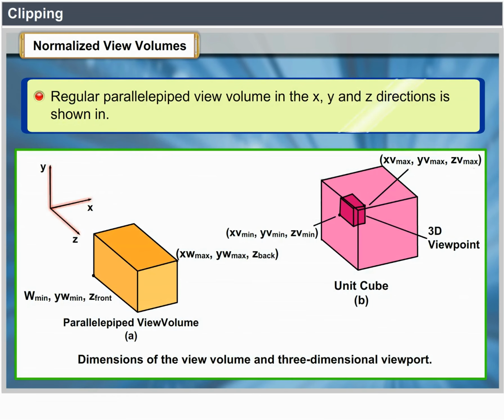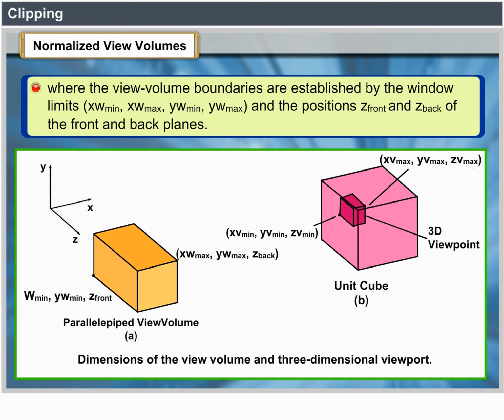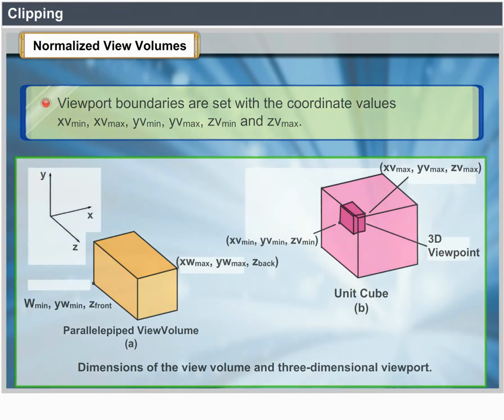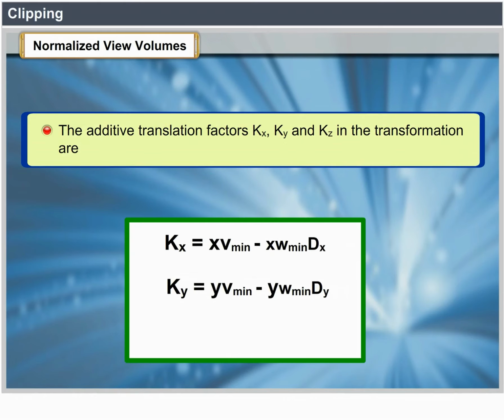The rectangular parallelepiped view volume in the x, y, and z directions is shown in the following figure, where the view volume boundaries are established by the window limits xw min, xw max, yw min, yw max, and the positions z front and z back of the front and back planes. Viewport boundaries are set with the coordinate values xv min, xv max, yv min, yv max, zv min, and zv max. The additive translation factors kx, ky, and kz in the transformations are as shown in the equations below.